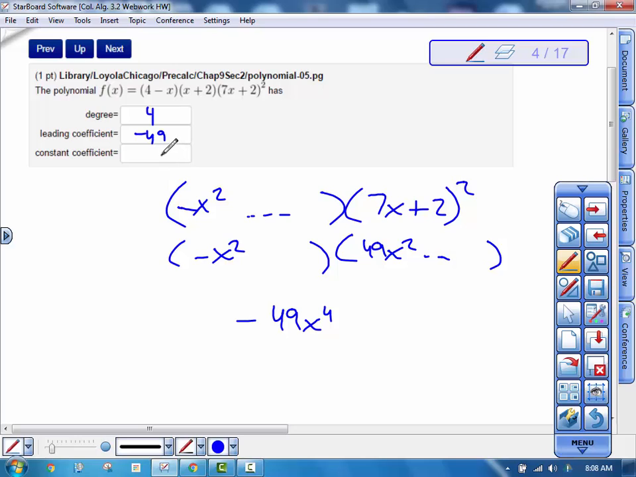And the constant coefficient then is just the numbers. So I'm going to do the same thought process with just the numbers. So 4 times 2 gives you 8 here, would be last. And then here, 2 times 2 will give you 4. So the last one would be 4. And when I multiply 4 times 8, it gives me 32.